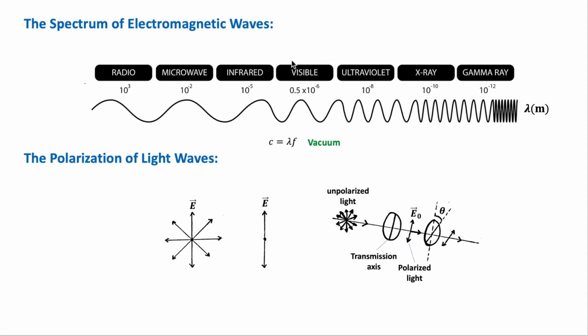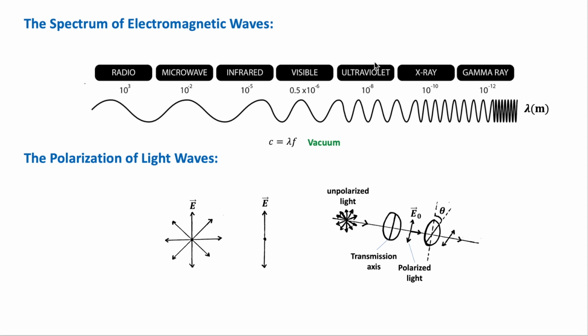Then comes visible light, which is the part of the spectrum that is visible to us humans and which we can detect, right? And light is produced by hot objects and by electrons in atoms and molecules. And the wavelength of visible light ranges from 4 times 10 to the minus 7 meter for violet to red, which is 7 times 10 to the minus 7 meter.